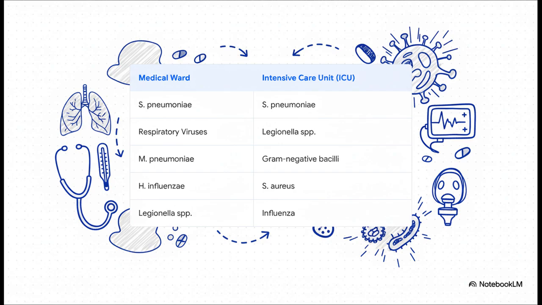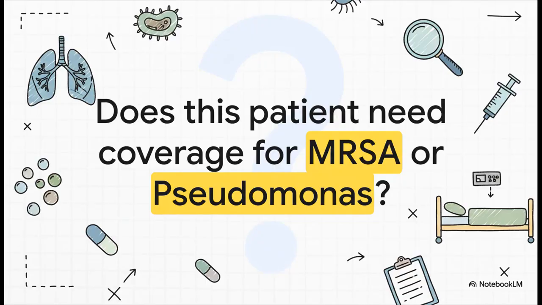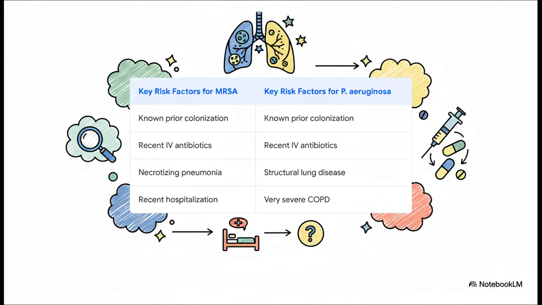This difference is exactly why our empiric therapy has to change based on how sick the patient is. And this is really the million-dollar question that's going to shape your whole empiric strategy. Does this particular patient in front of you need coverage for MRSA or for Pseudomonas? Look, you don't want to guess on this. You have to actively screen for risk factors. So for MRSA, what are we looking for? Well, a known history of it is a huge red flag. Same with recent IV antibiotics or a recent hospitalization. Or if you see something nasty on the imaging, like necrotizing changes or a cavity.